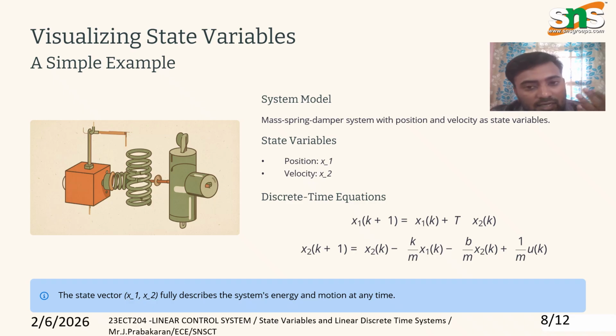Let me discuss an example of state variables. Consider a mass spring damper system. The two important state variables are state variable 1, position, that is x1, and state variable 2, velocity, x2, and together position and velocity x1, x2 fully describe the motion of the system. If we know position and velocity at any instant, we can predict the future behavior. This is the power of state variables.